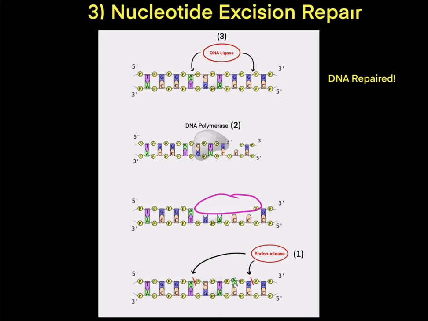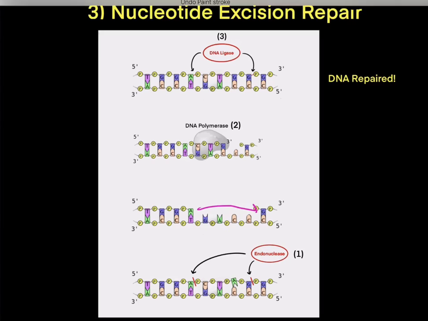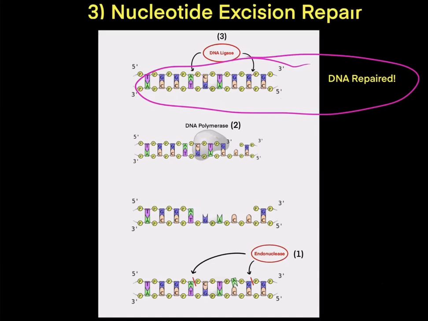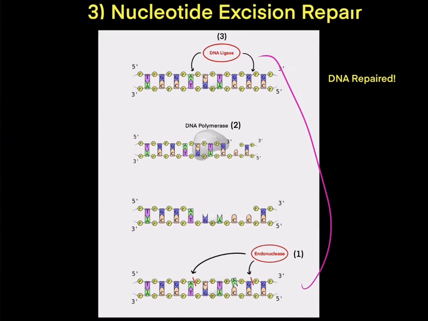Now that we have this empty region, DNA polymerase can come along and add the right nucleobases. We can add a G, the right nucleobases. And once we add the right nucleobases, we have this DNA ligase, which ligates the phosphodiester backbone, these covalent linkages, and now we fix the DNA. We repaired the DNA. So these three steps are referred to as nucleotide excision repair.